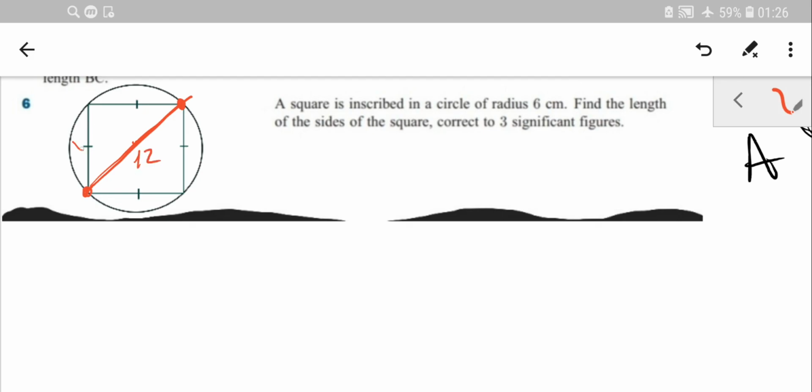If we mark X as the unknown side of the square, and two sides are the same, of course, we can figure out this triangle is a right angle, so we can apply Pythagoras: 144 equals x squared plus x squared. We'll get 2x squared, so x squared is simply 72. And now we take the square root of it.